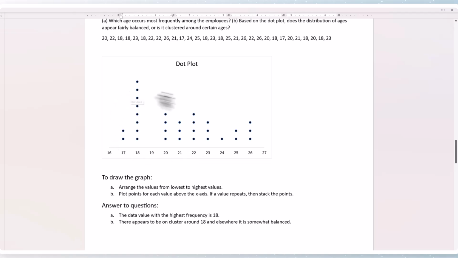The graph gives us a nice view of the distribution of the data values. We can then answer the question. Question A is asking, what's the data value with the highest frequency? That's 18. And then it's asking if it's fairly balanced. It does look somewhat balanced, although we have a large number of individuals who are 18. So it's somewhat balanced. It's not evenly balanced.